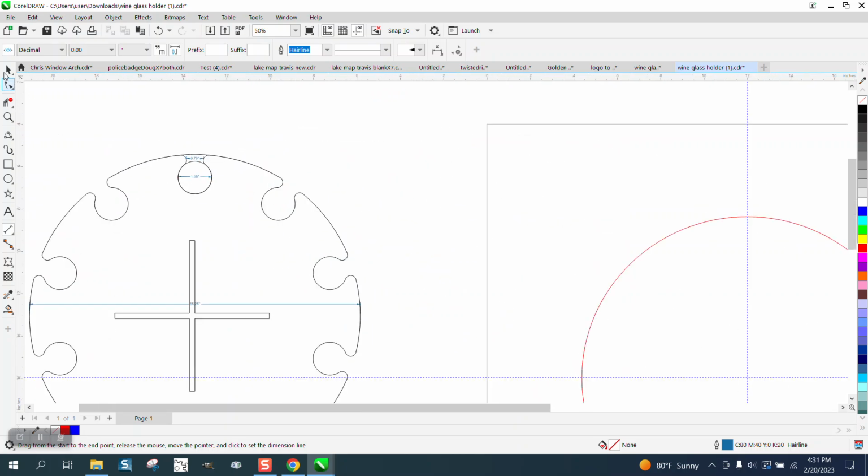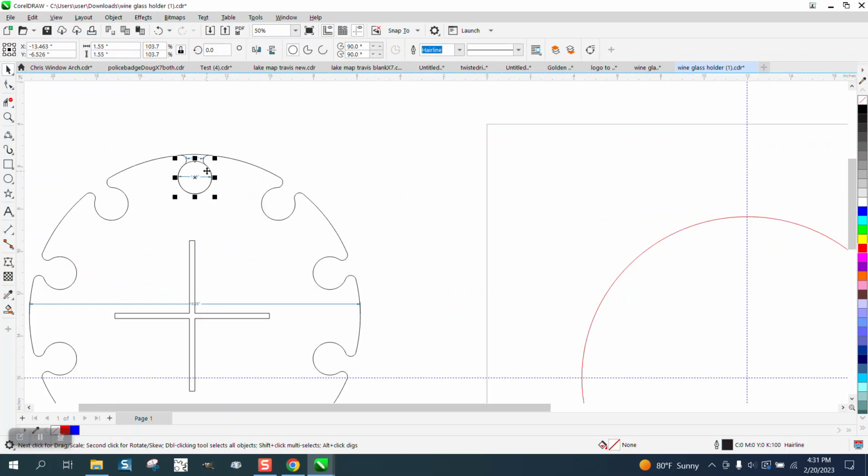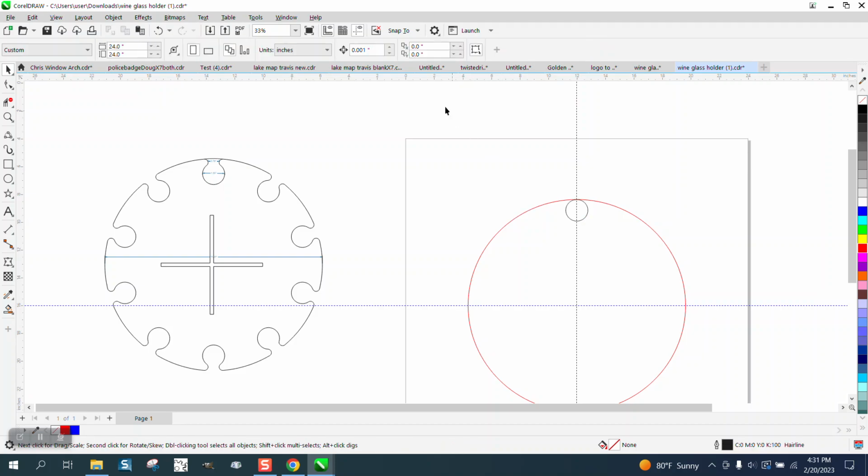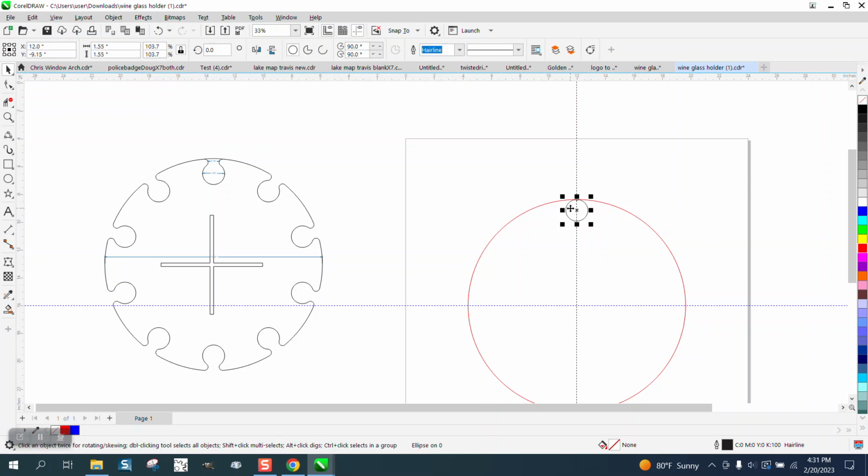So just remember that. Take my circle and hit P. Select with the shift key the other circle and hit T. Change your nudge factor to 0.33. Move it down. I just nudged it down.